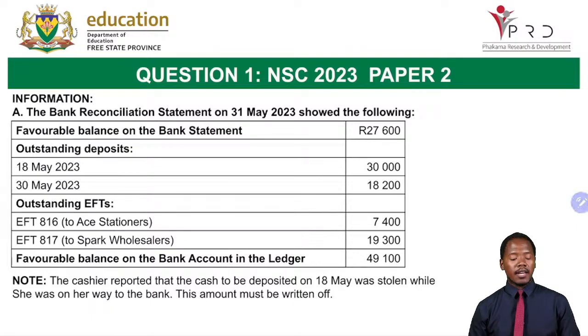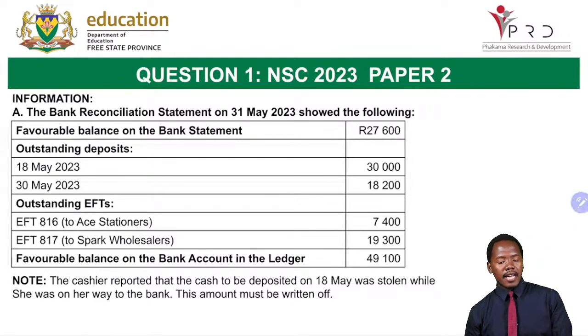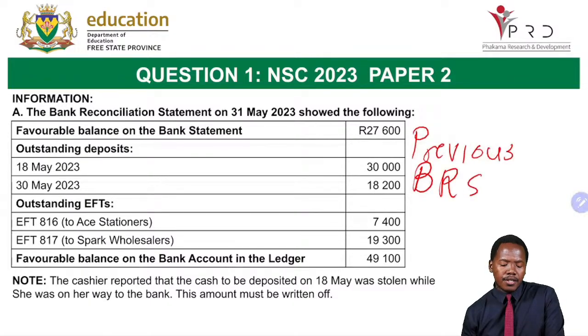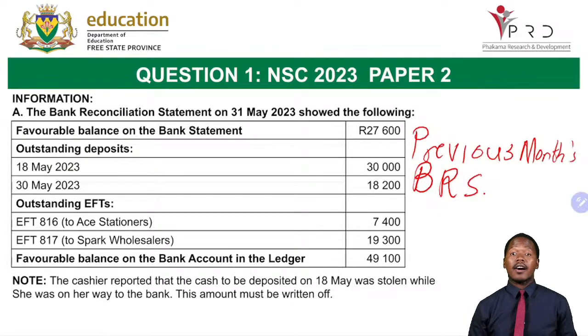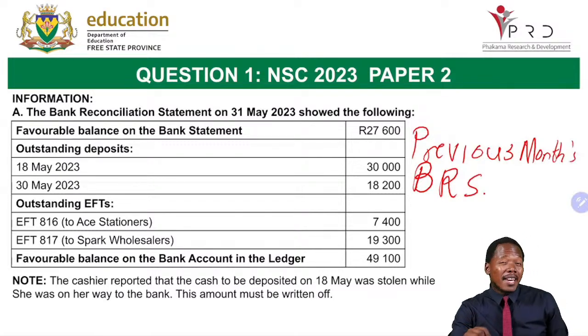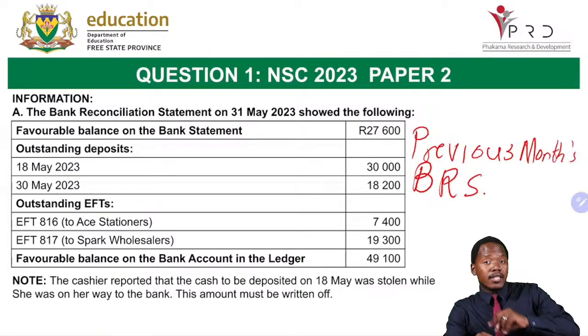Now, in the information given, we are given information A. This is our previous bank reconciliation. So meaning this is the previous month's bank reconciliation statement. Why are they giving us this bank reconciliation? Some of you got it right. Because some figures will need to be recorded or compared with our books.